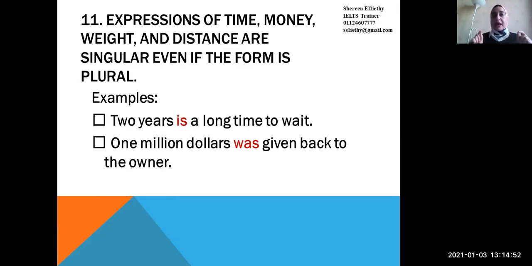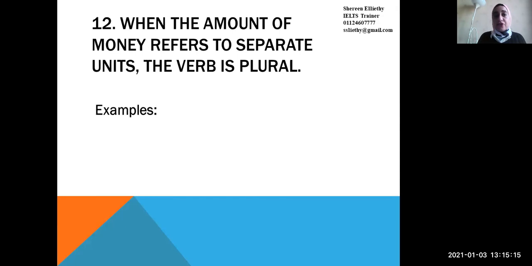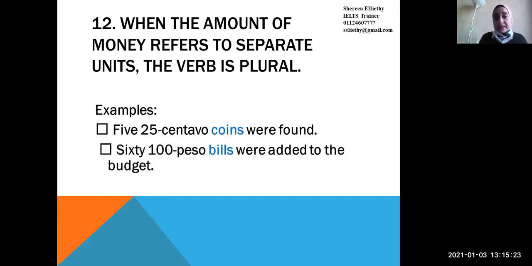Let's look at example number 11 again. There is a difference when I use an expression of time or money or weight or distance. They are singular even if the form is plural. Sometimes they look plural like two years, but I am referring to a measurement. It's an expression of time. Two years is a long time to wait. $1 million was given back to the owner. However, if I refer to the amount of money as separate units like coins or bills, in this case you need to use the plural verb.